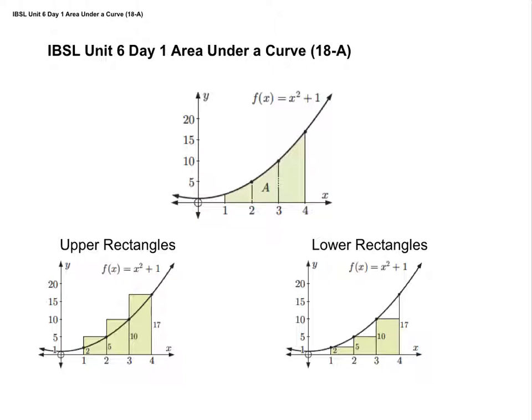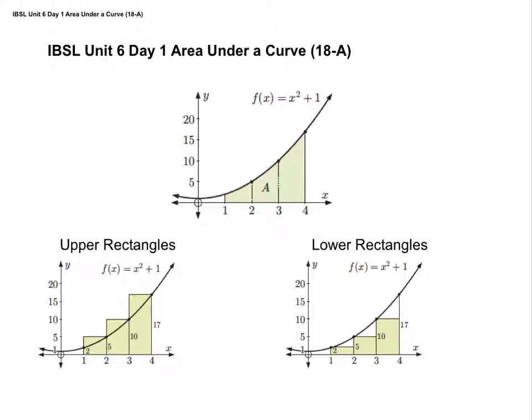The idea here, though, is that we can look at these individual pieces and we can approximate areas. In one way, we can do it with rectangles, okay? Now, you can see down here, we have two possibilities. We have upper rectangles and lower rectangles. And the difference is simply which side of the rectangle is hitting the function.